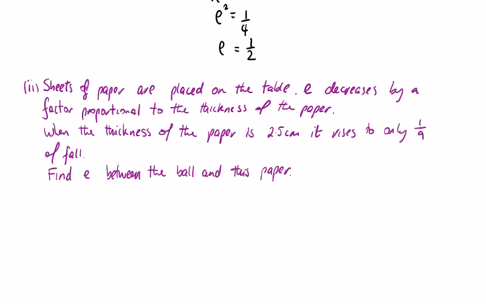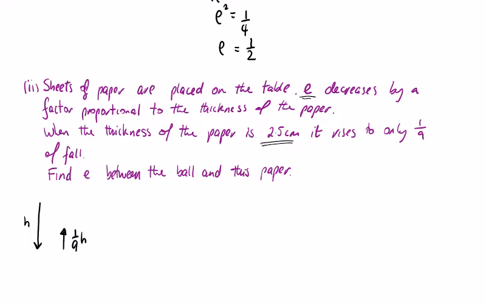Part 2, sheets of paper are placed on the table. The coefficient of restitution decreases by a factor proportional to the thickness of the paper. When the thickness of the paper is 2.5 centimeters, it rises to only 1/9 of the fall. Find E, the coefficient of restitution between the ball and the paper. Okay, we have the same thing going on here. My height, and then it goes back up. I know this is not to scale, but it goes back 1/9 of the original height.